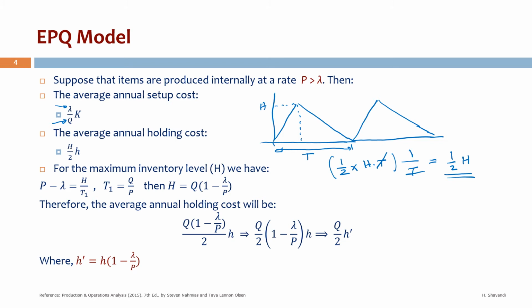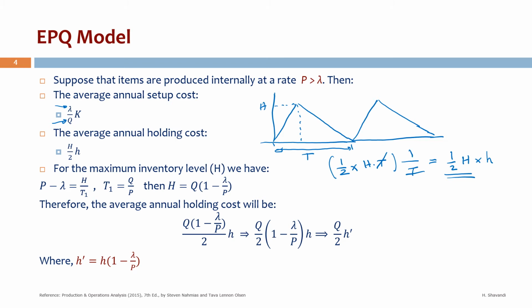And then if you multiply this by little h, which is the inventory holding cost per unit per year, that will be the average inventory holding cost per year, okay? But for the maximum inventory level, capital H here, let's see how we can obtain that.